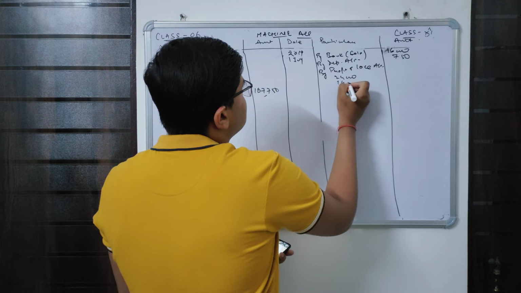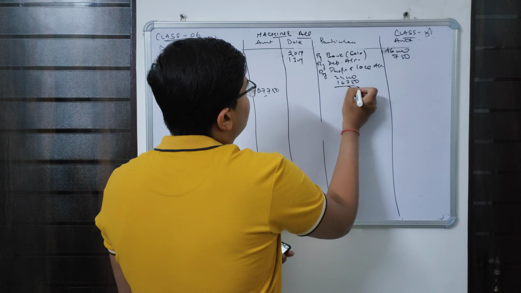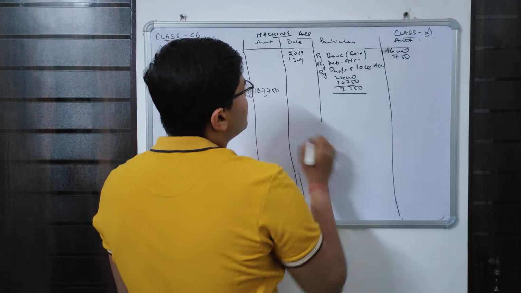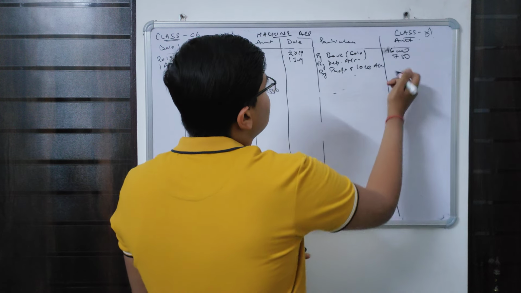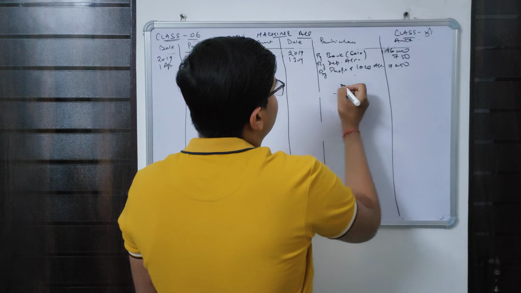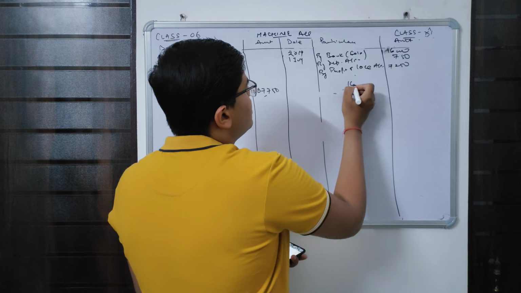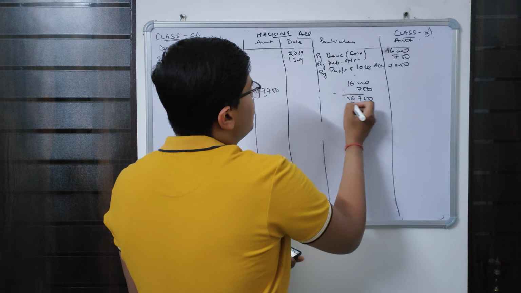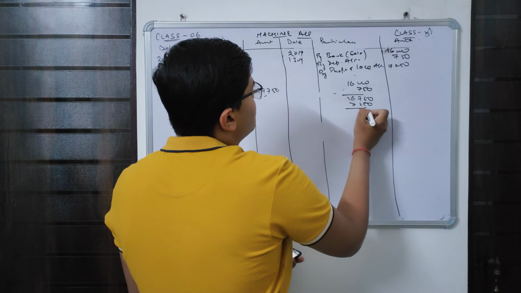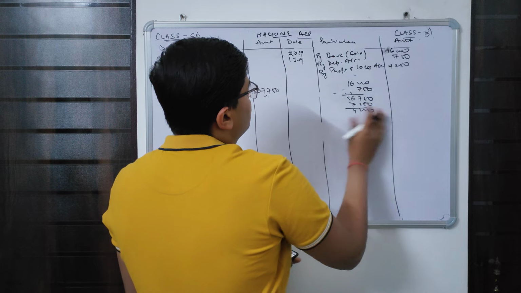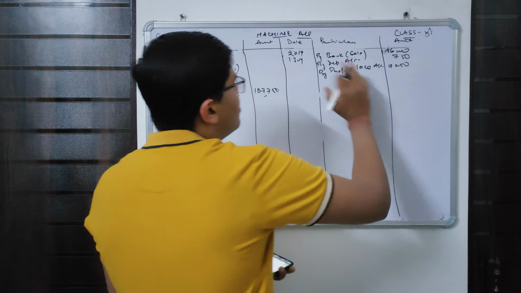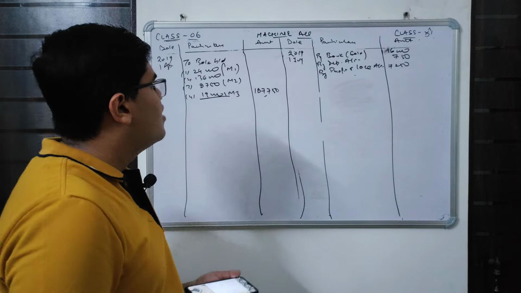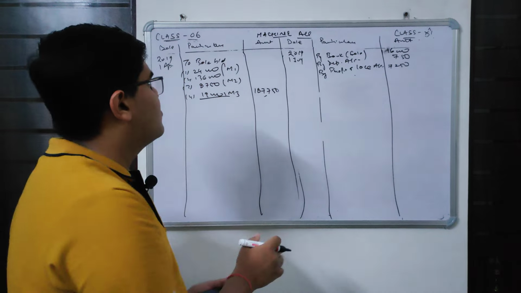24,000, 16,750. So 7,250. Let me see whether it is correct or not. 16,750 and 7,250, 24,000. So we are incurring the loss of 7,250 and the answer is coming correct. Now we will calculate the depreciation for remaining machinery.